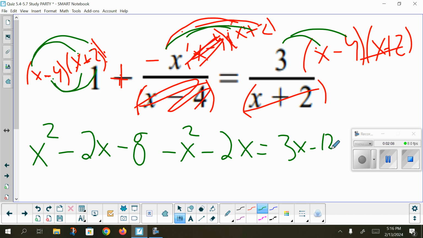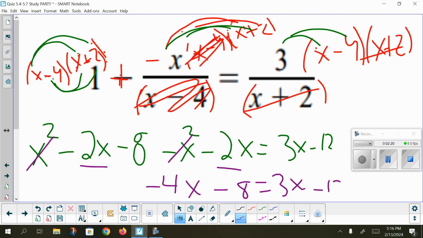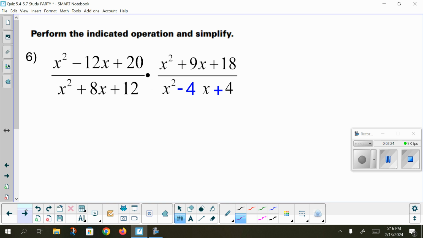You'll want to finish this one off by combining your like terms on the left. These two actually add up to 0. These two add up to negative 4x. Then you'll have your minus 8 and your 3x minus 12, and you can solve pretty easily from there. Get your x's on one side, your numbers on the other.